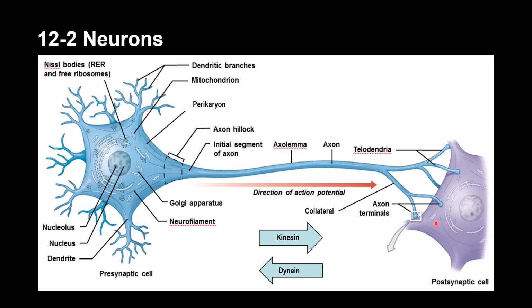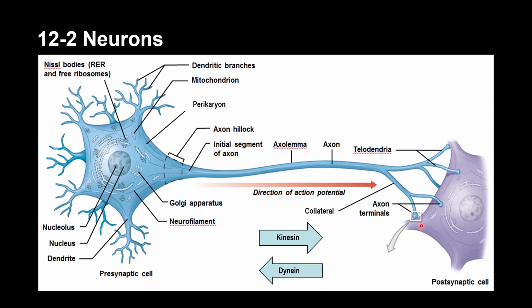And there are also two different types of directions. There are materials that are made in the cell body, and they go toward the telodendria, and that's called anterograde. And there are proteins carrying that information, and that protein is called kinesin. So there are neurotransmitters, which are chemicals that are made, and they are sent initially here.